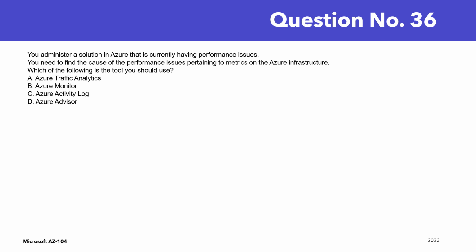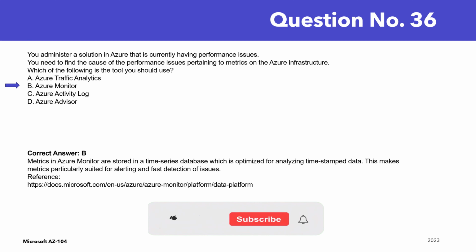You administer a solution in Azure that is currently having performance issues. You need to find the cause of the performance issues pertaining to metrics on the Azure infrastructure. Which of the following is the tool you should use? A. Azure Traffic Analytics. B. Azure Monitor. C. Azure Activity Log. D. Azure Advisor. Correct answer: B.